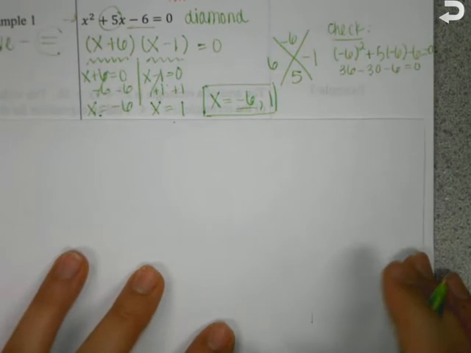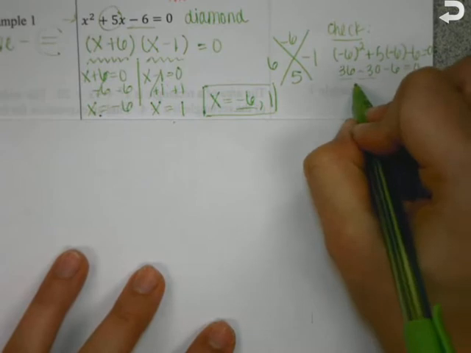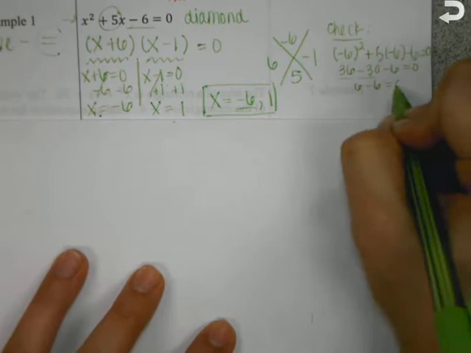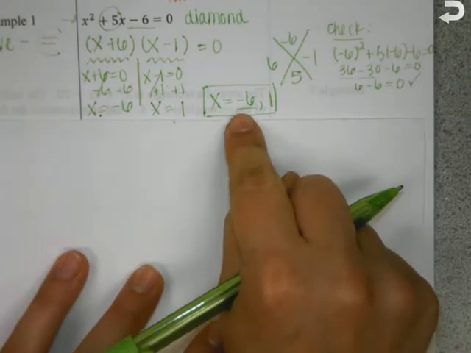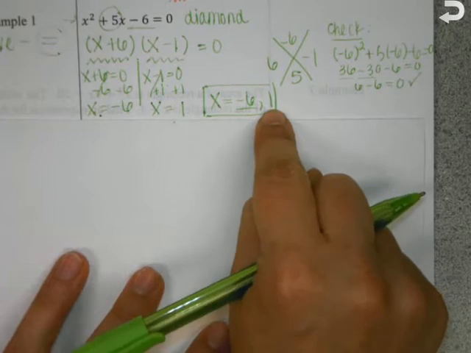36 minus 30, what does that give me? 6. 6 minus 6 is equal to? 0. So is -6 a correct answer? Yes. Now what do you think we have to do? Check +1. Now +1 is an easy one to check.